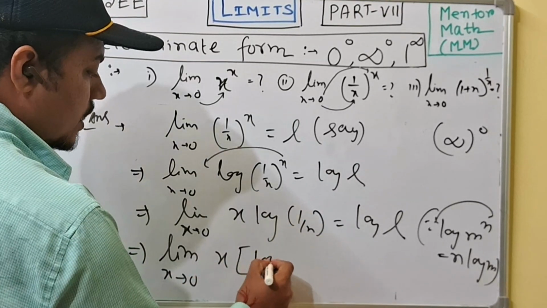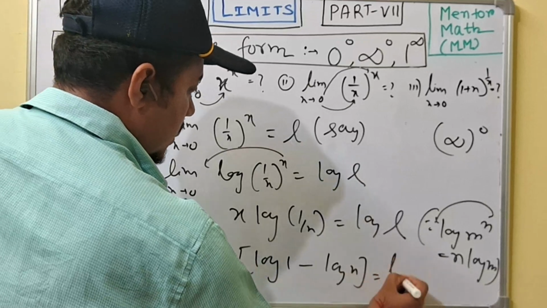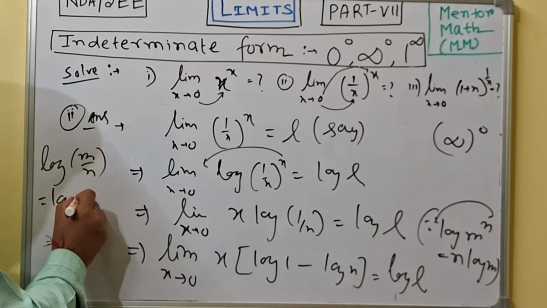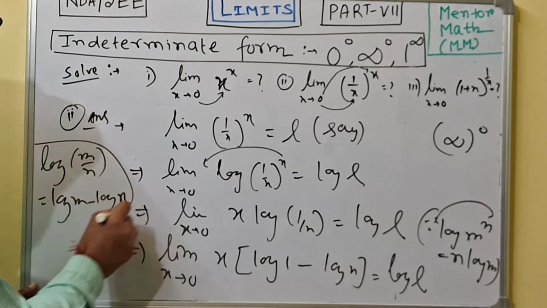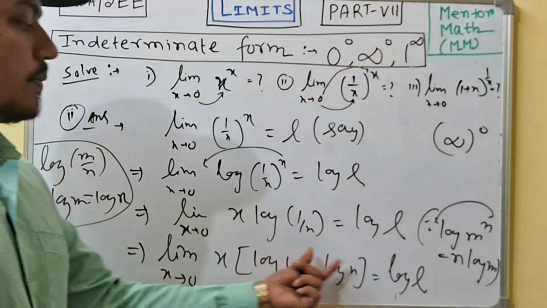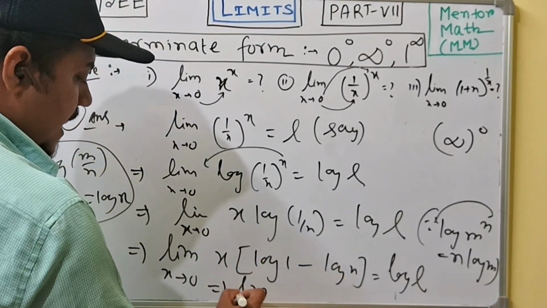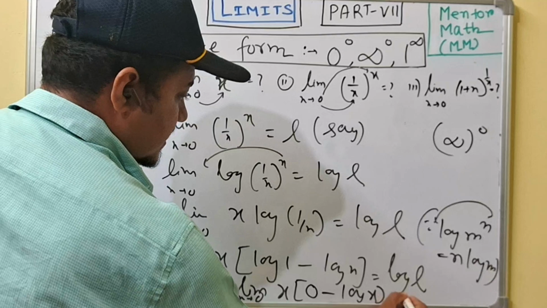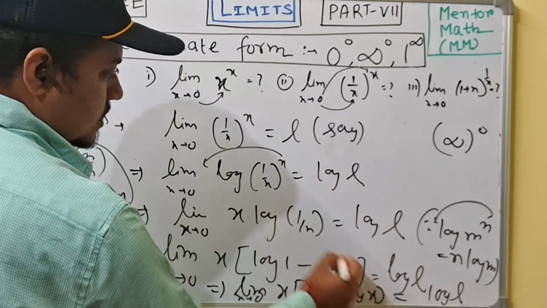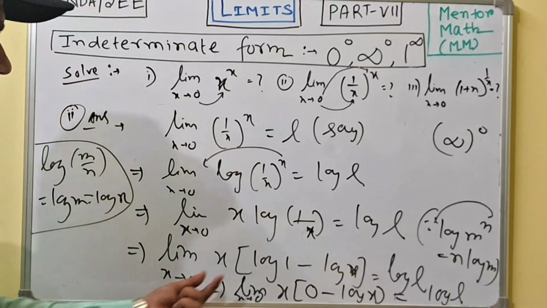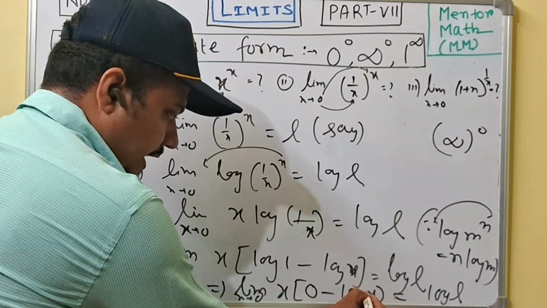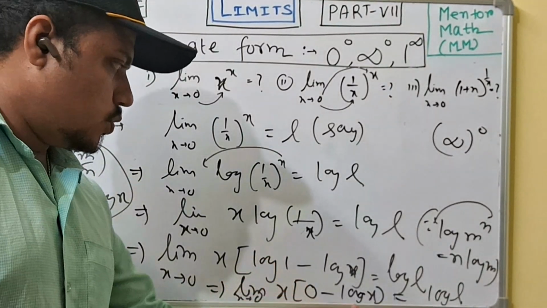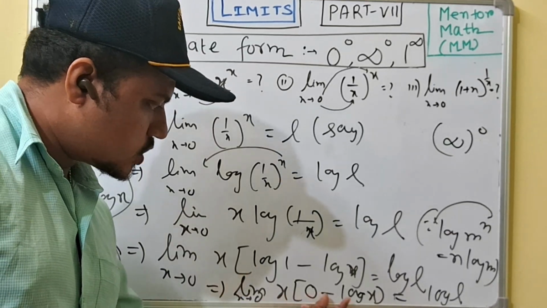And this implies limit x tends to 0, x into log m by n formula you can use, log 1 by x. You also know that log m by n is equal to log m minus log n. So that property we can use here also. Okay, so log 1 minus log x. So this implies limit x tends to 0, x into log 1, you know that log 1 is 0, minus log of x, that is your n, which is x, is equal to log of L. Okay, so x tends to 0, x into 0 minus log of x, because you know that log 1 is equal to 0, log property. Okay, so that is 0.